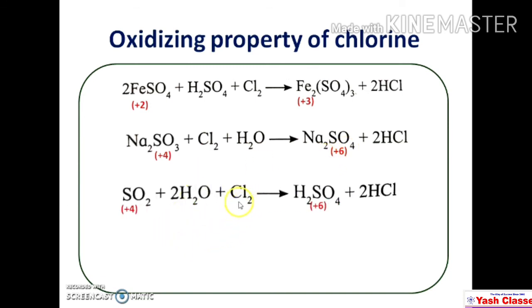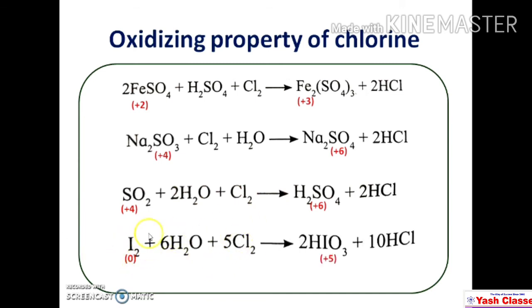Similarly, when chlorine is mixed with sulfur dioxide gas in presence of water, then this sulfur dioxide in aqueous medium gets converted into H2SO4, that is sulfuric acid. So there is an oxidation of SO2 into sulfuric acid. Again here the oxidation state of sulfur in SO2 is +4, and in H2SO4 it is +6. There is oxidation of sulfur. So in this reaction chlorine also acts as an oxidizing agent.